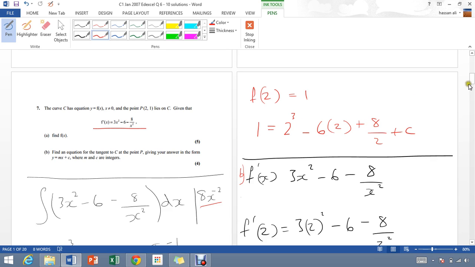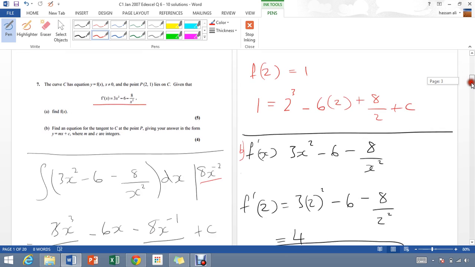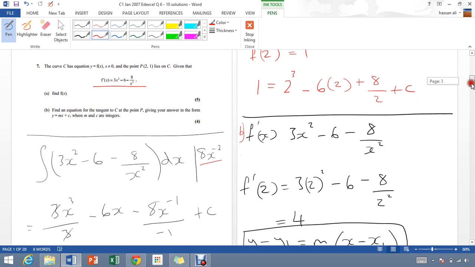Right, going on to part B. It asks you to find an equation in the format y equals mx plus c. The first thing you have to realize is that to find the gradient, you differentiate, and they're giving you that differentiated equation, which is here. Put your x value in, like I've done here.